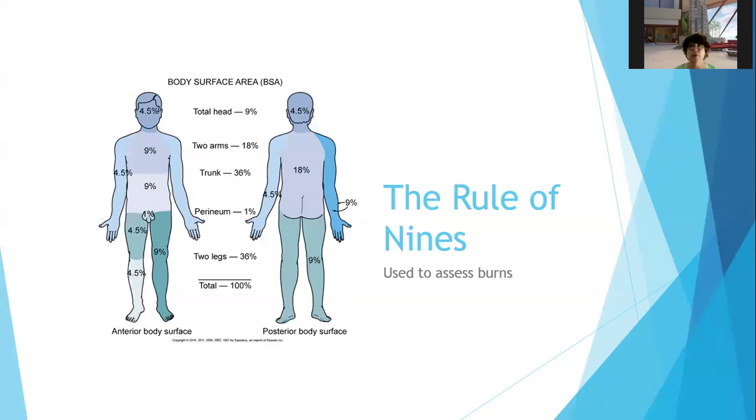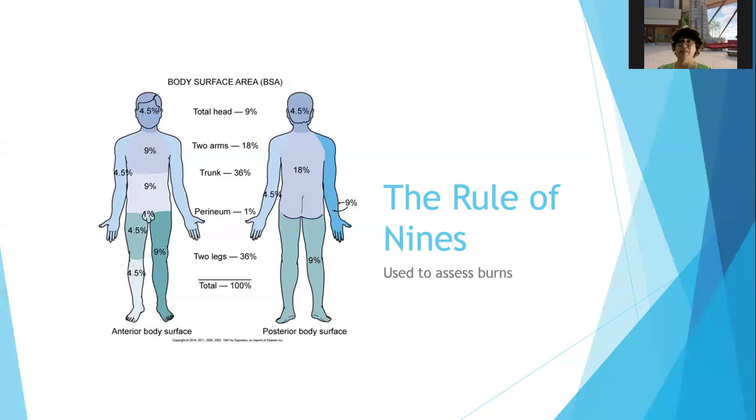So the rule of nines is a way to assess the percentage of your body that was affected by burns, your body surface area. The body's divided up into areas of 9%. Each arm is 9%, the two of them together is 18%, your total head is 9%, 4.5% on the front, 4.5% on the back. Your trunk is 36%, 18% on the back, 18% on the front. Each leg is 18%, and the two of them together is 36%. And the perineum is 1%, so it all adds up to 100%.